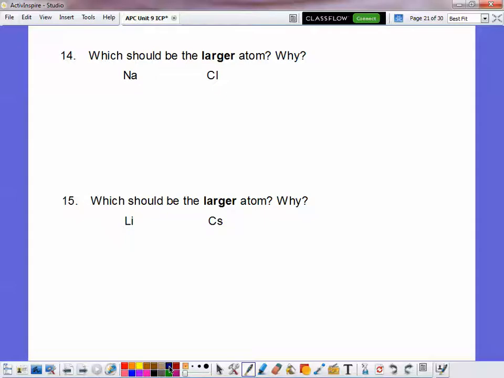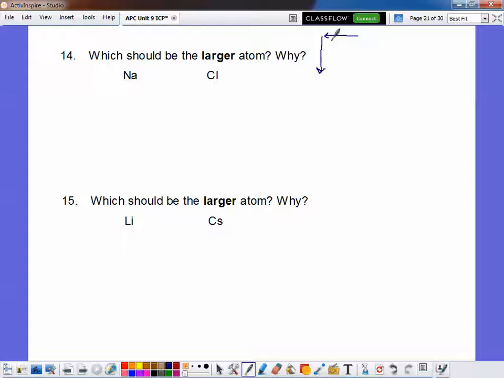It does go, yes, as you go down on the periodic table, it gets bigger. And what's the direction for the horizontal part? To the left. And we're going to explain why. So yeah, and those arrows are in direction of increasing size. So it increases as you move to the left and down. So we can answer 14 and 15, at least the which one is, and then we'll talk about the why.